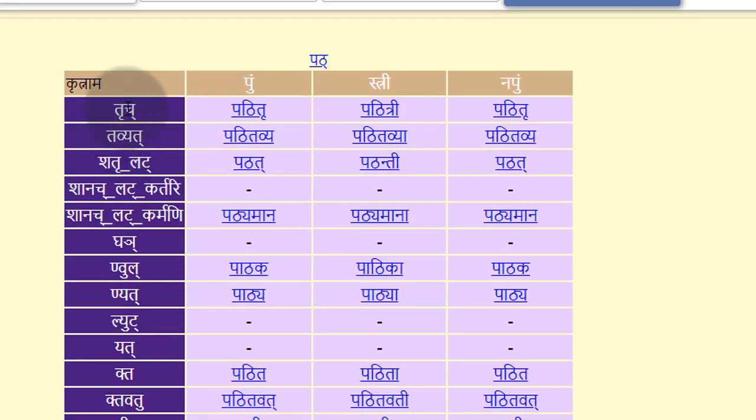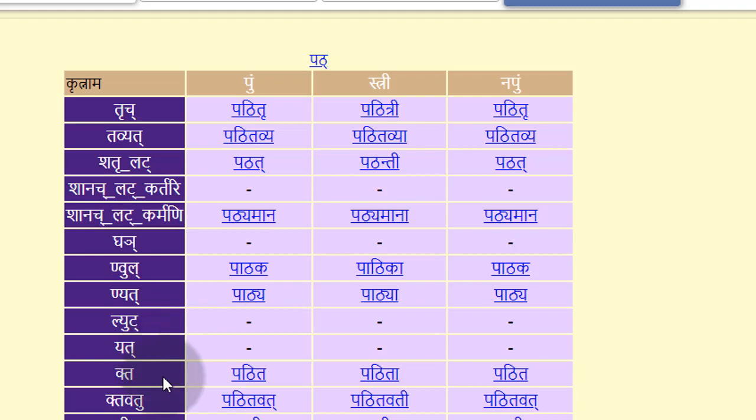So you have that trich kridanta, patita, one who studies, patita will be the prathama vibhakti ekavachana rupam, and in the strilinga the shabda is patitri, like ikaranta shabda, and in the napumsakalinga it is patitru. Similarly tavyat, patitavyaha in pullinga, patitavya in strilinga, patitavyam in napumsakalinga. So you can see shatru pratyaya, shanach. Shanach is not there for this particular dhatu because it is not with upasarga. And nul pratyaya, patakaha, one who reads.